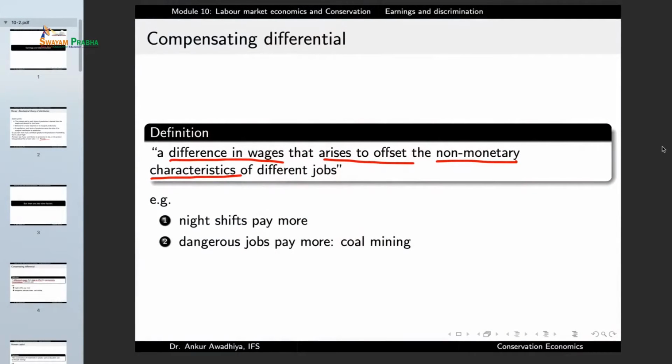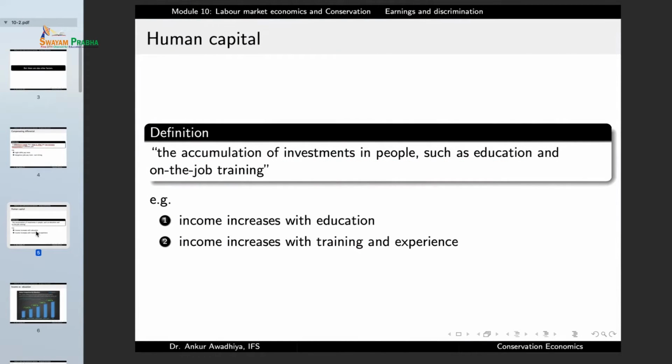So this is a compensation for the differential characteristics of certain jobs, especially depending on whether they are more difficult or whether they involve working in a dangerous or dirty situation. This is known as a compensating differential, and it modulates the predictions of the neoclassical theory. Another difference that modulates is human capital. Human capital is the accumulation of investment in people, such as education and on-the-job training.